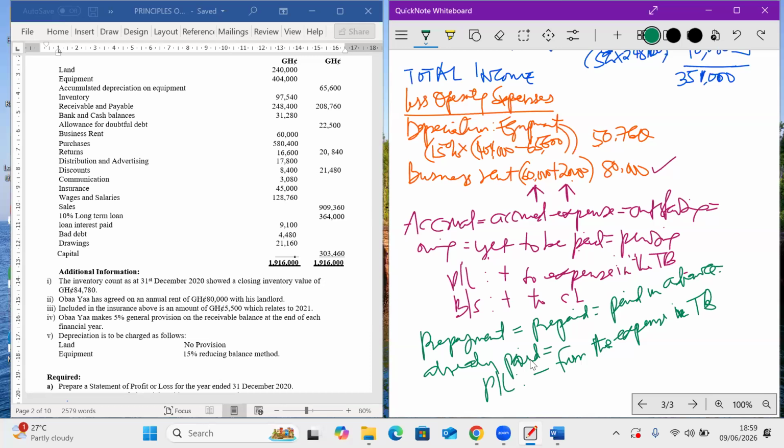So assuming we have prepaid utility of 200, and we have utility in the trial balance of 500, when I'm preparing the operating expenses, I'll write the one in the trial balance first, which is the 500. Then I'll say prepaid utility 200. I'll subtract it. Are we okay? Yes, sir. Then in the balance sheet, you add to current assets.